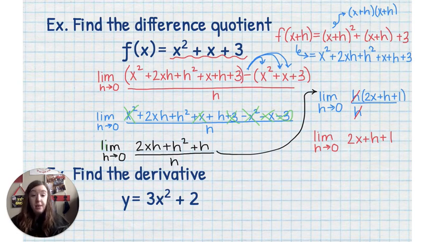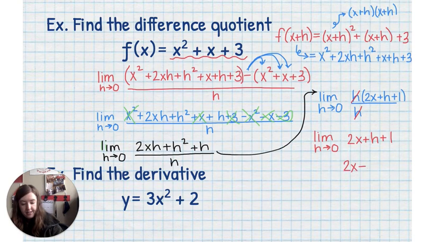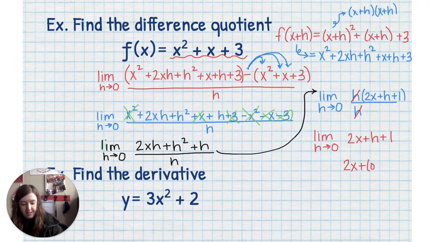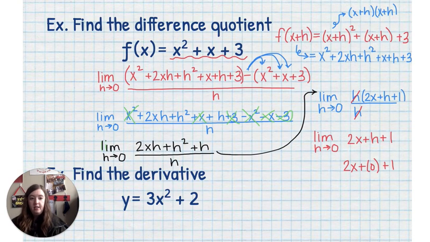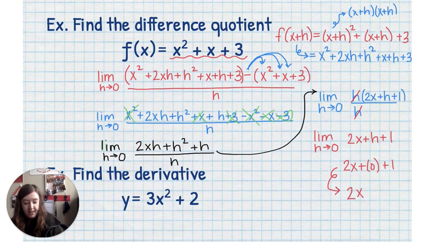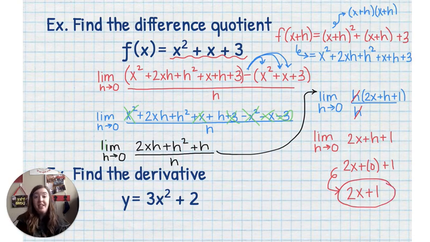Well, now I can plug in 0 for h because it won't make my fraction undefined. So if we plug in 0, 2x plus plugging in 0 for h plus 1 will lead me to be 2x plus 1. So that is my difference quotient. That's the equation of the slope of the tangent line.